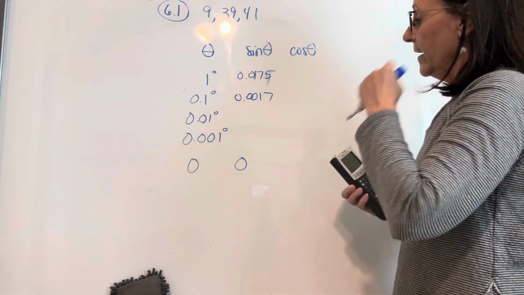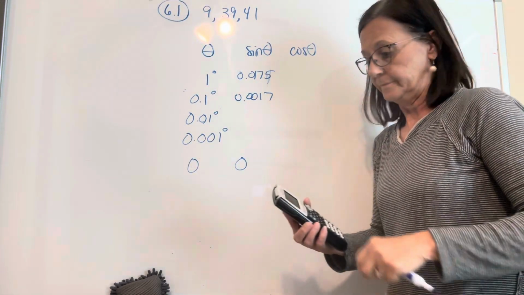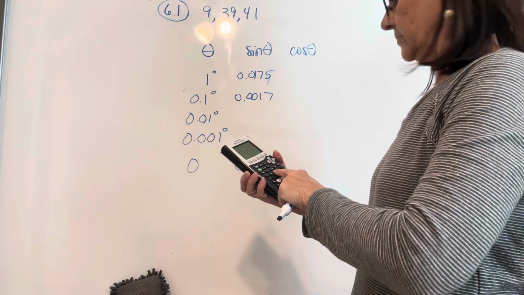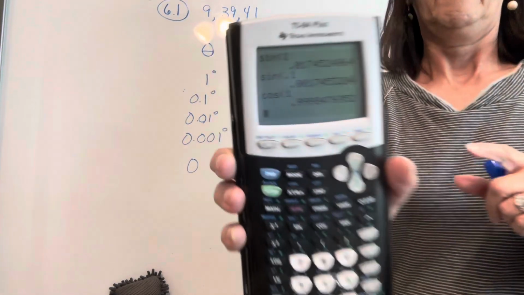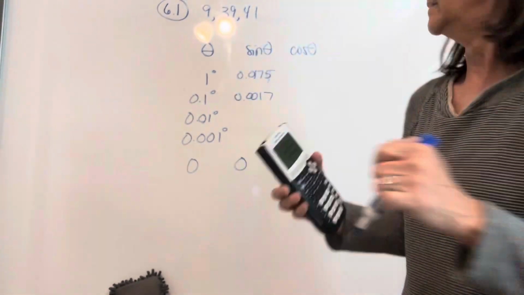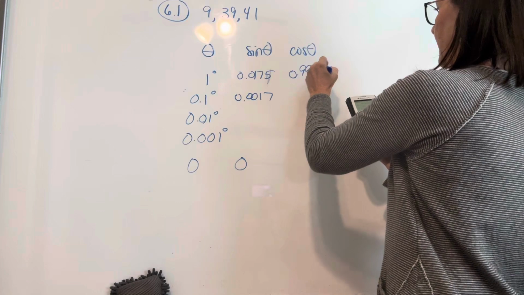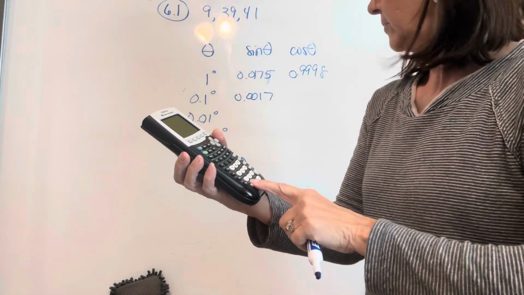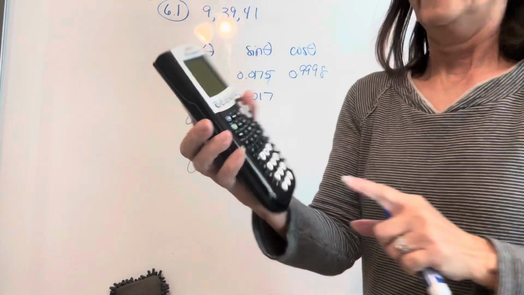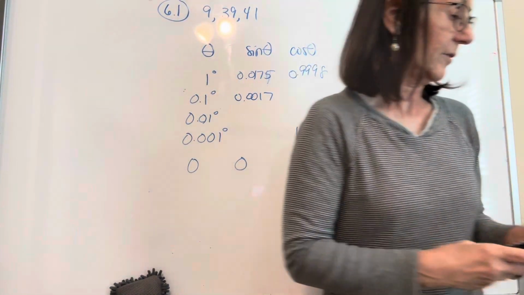So the cosine at 0, we're going to be getting larger, so it should be approaching 1. Cosine of 1, see how close that is to 1, 0.9998. Let's do 0.001. Cosine 0.001. Look, all 9s. Getting closer to 1. Might as well say just 1. All right, that's 39.